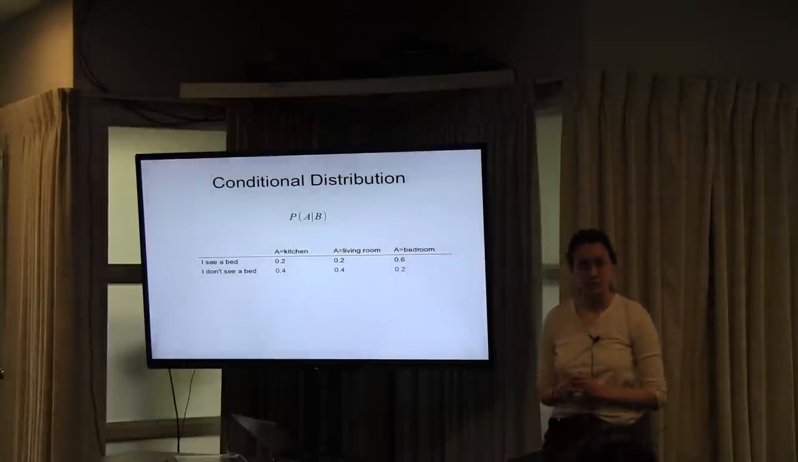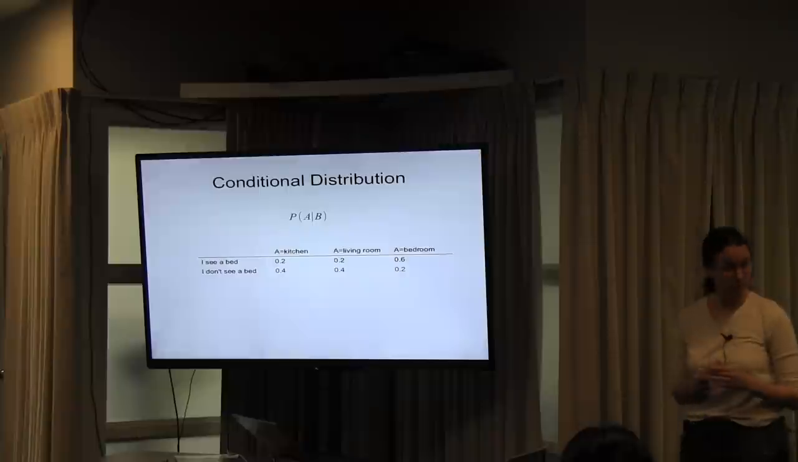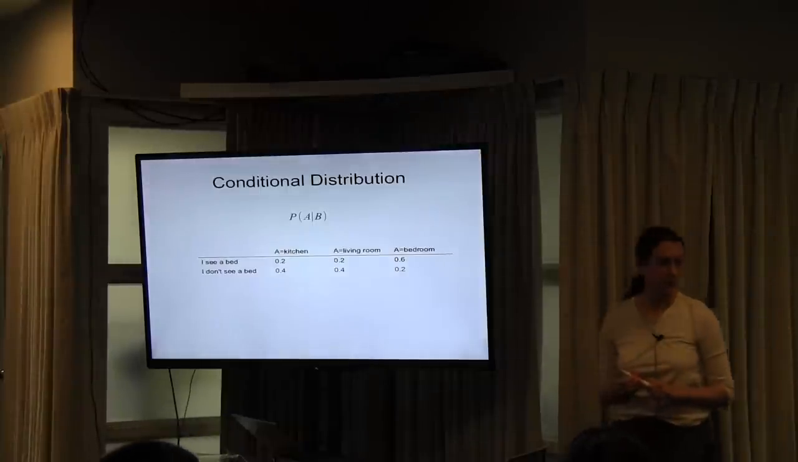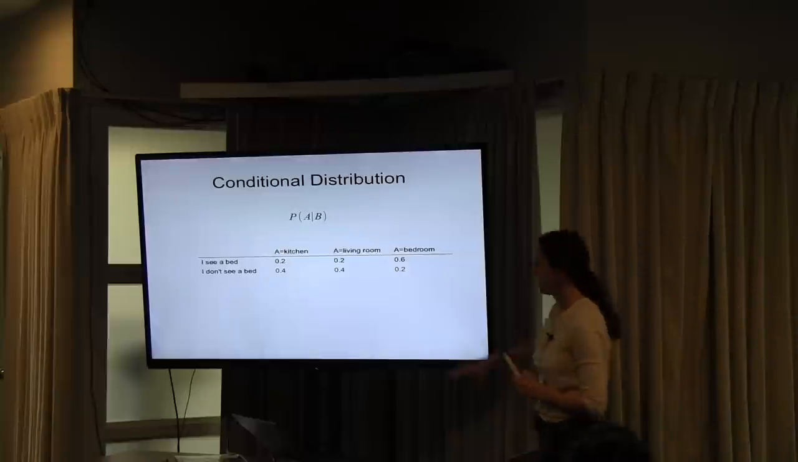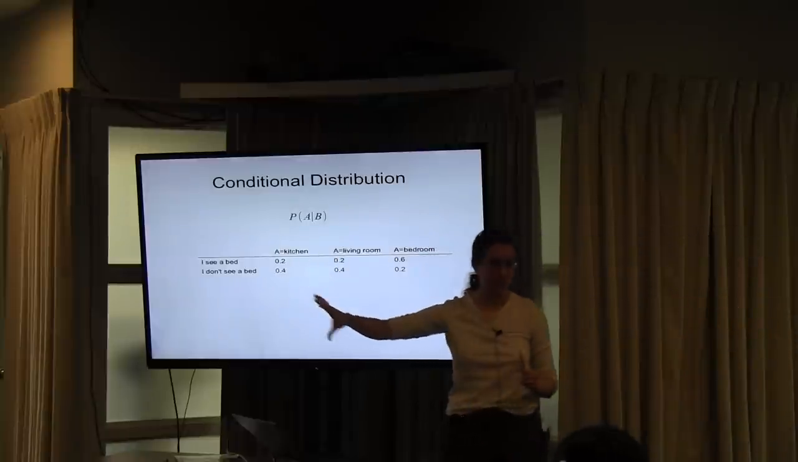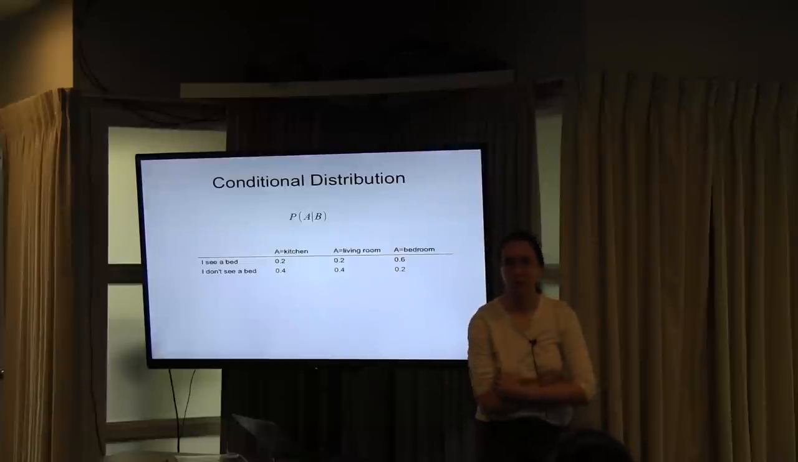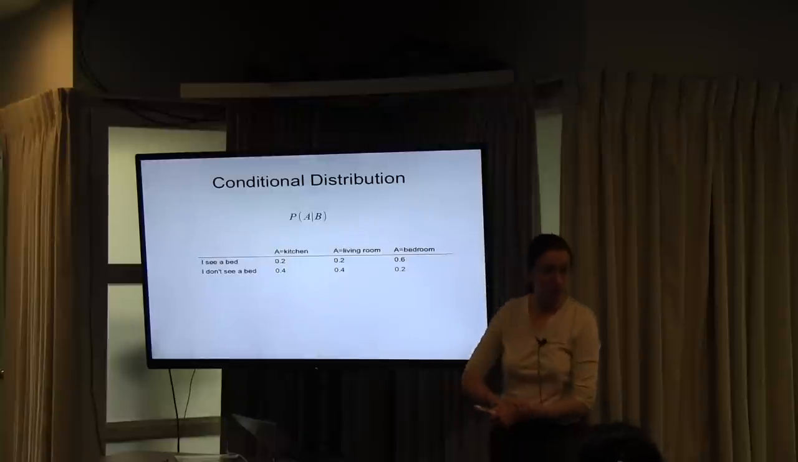Okay? Question? That doesn't sum to one. Yeah, good point. It doesn't sum to one. So it's not supposed to. Okay. So where does it sum to one? Where does it have to sum to one? The rows. Does that make sense?